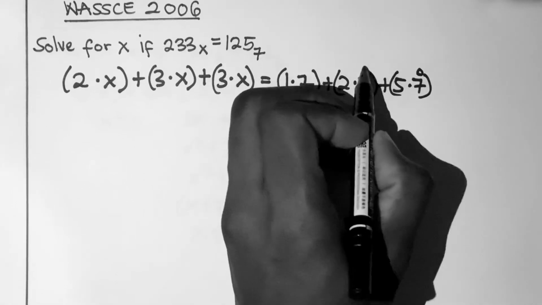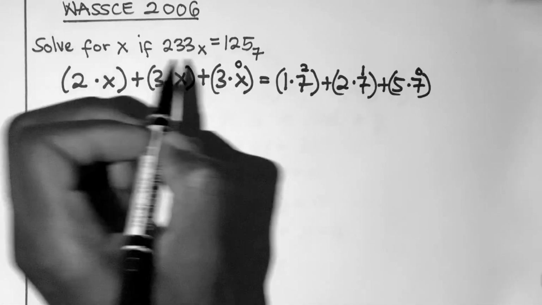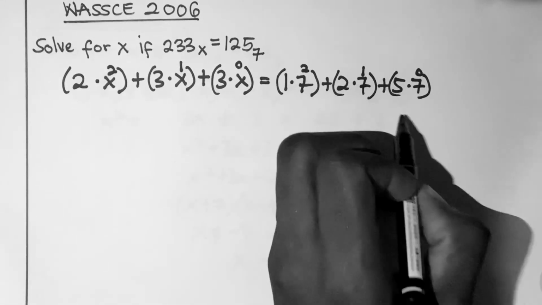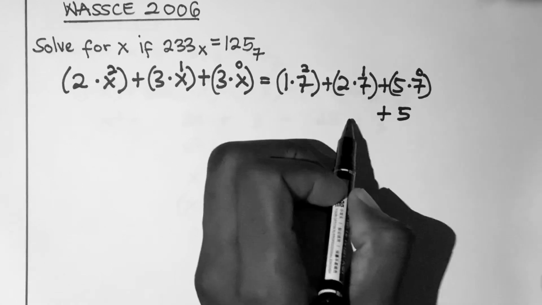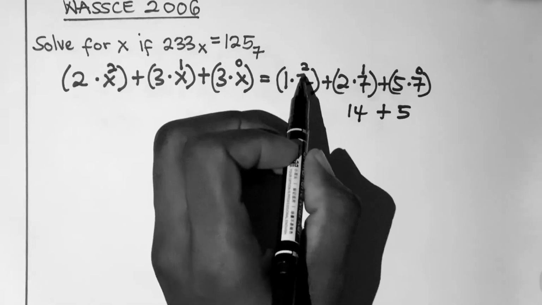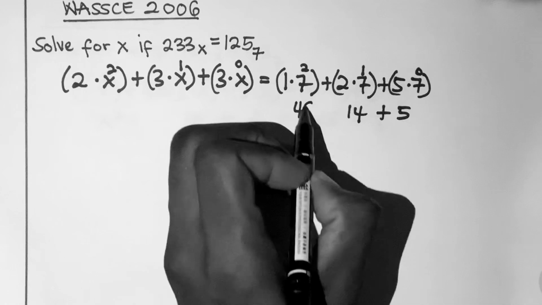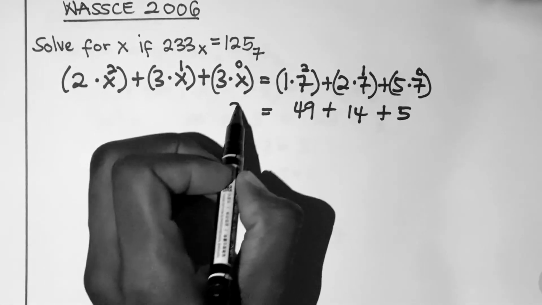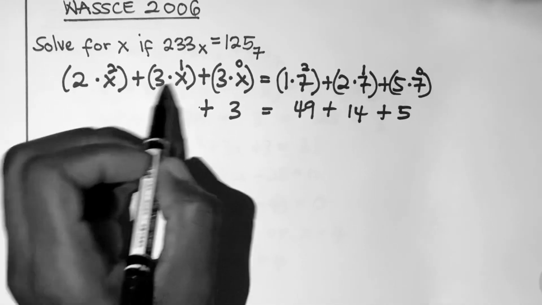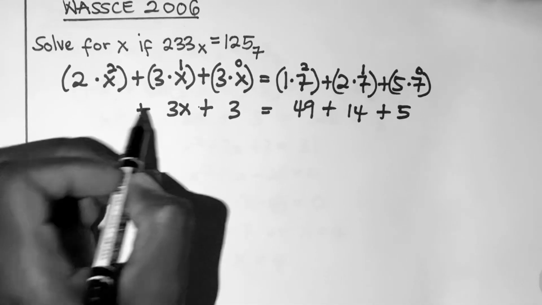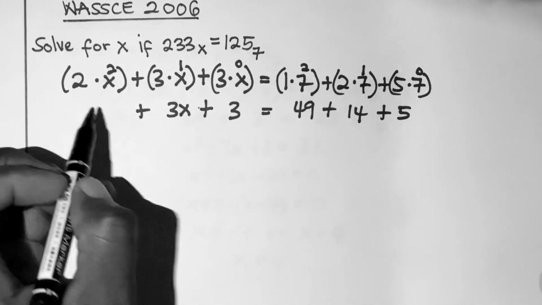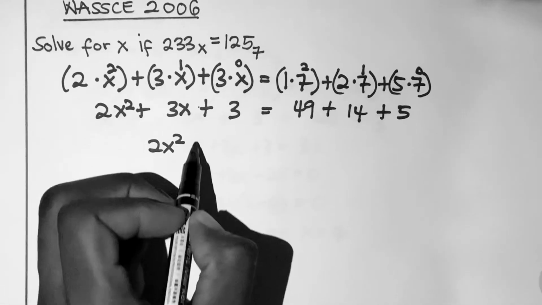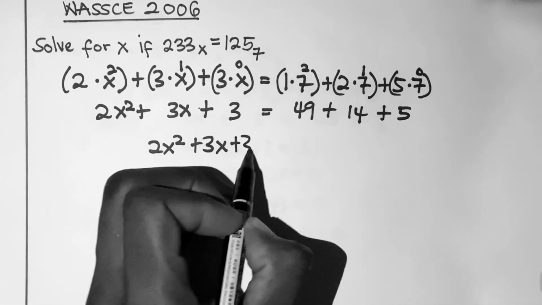So here is 0, 1, and then 2. This place is also 0, 1, and then 2. So you can see that 7 exponent 0 is 1, 1 times 5 is 5. And plus 7 exponent 1 is 7, times 2 is 14. 7 exponent 2 is 49. So 49. And this is equal to x exponent 0 is 1, 1 times 3 is 3. Then plus x exponent 1 is x times 3, here becomes 3x. Then plus x exponent 2 is x squared times 2, so this becomes 2x squared. So we now have 2x squared, then plus 3x plus 3 equals.